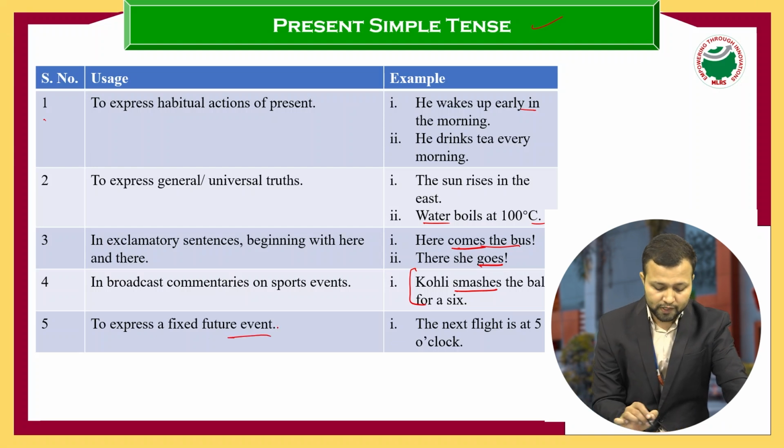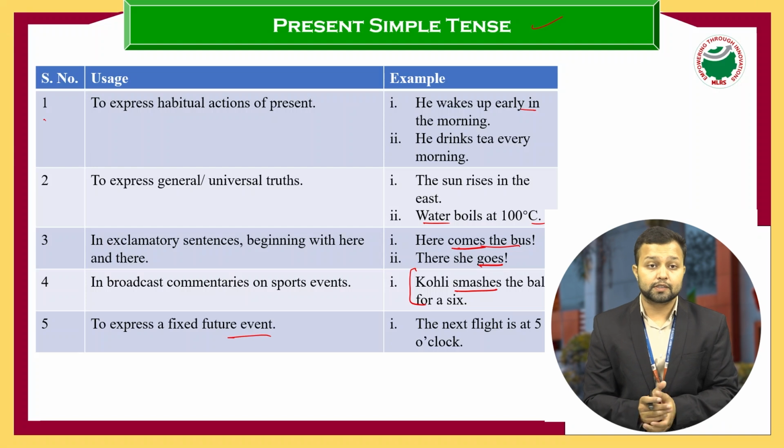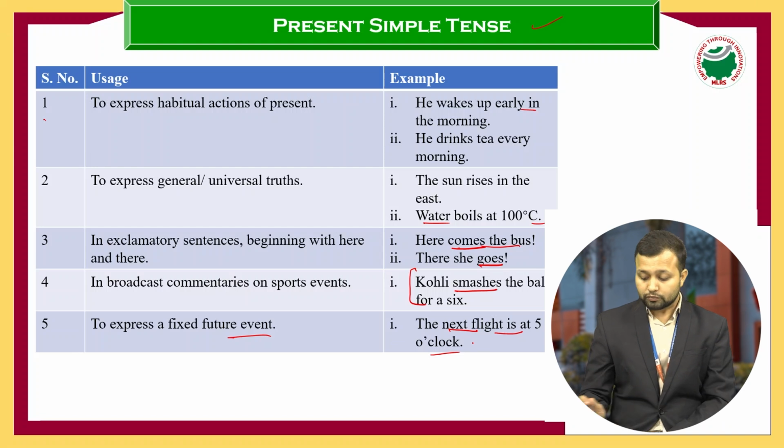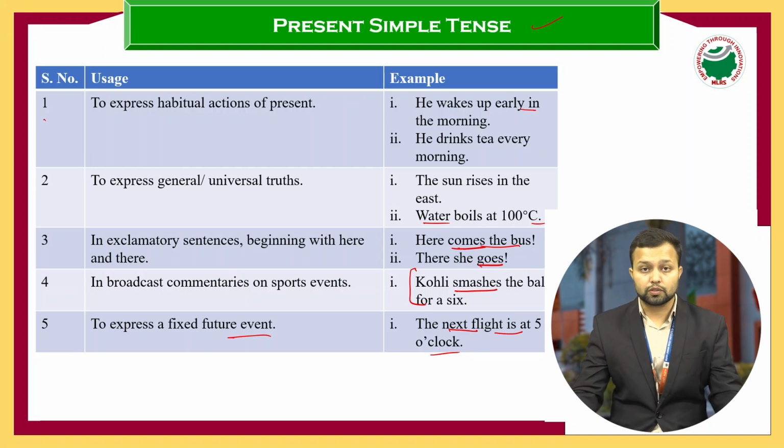To express a fixed future event, something that is fixed, scheduled to happen. For example, the next flight is at 5 o'clock. The flight is scheduled in the future. To express that, we are using present simple tense.